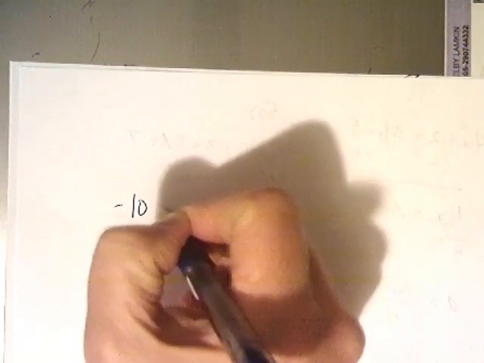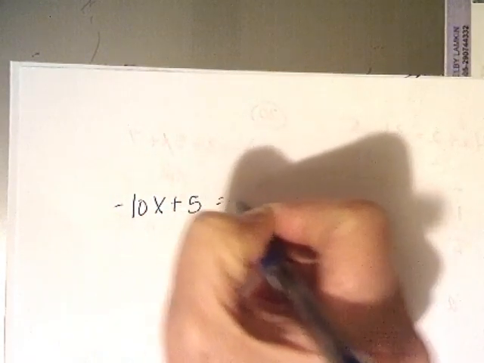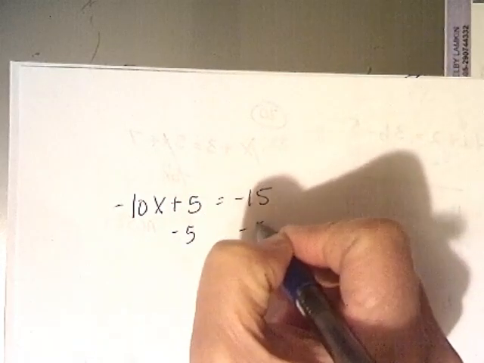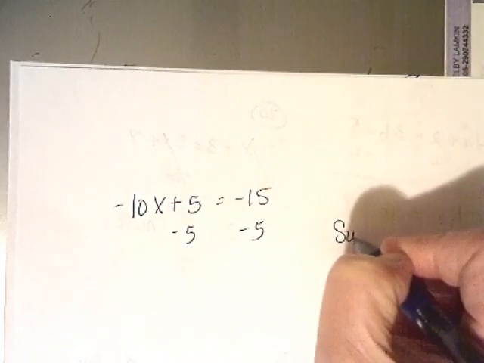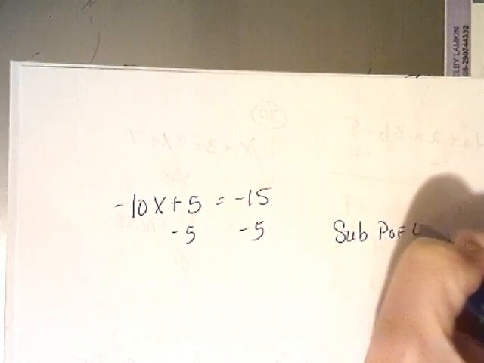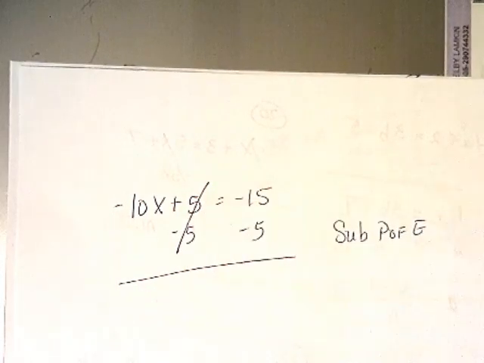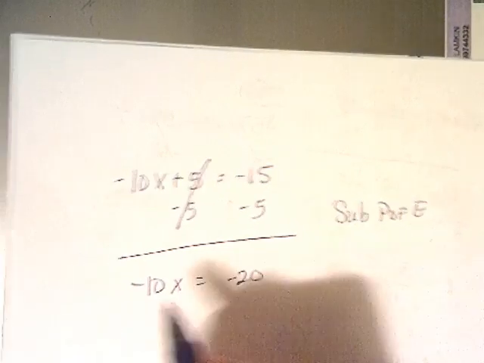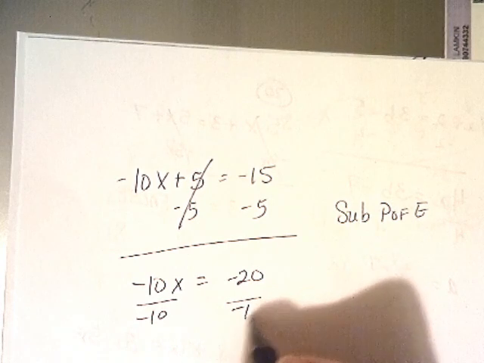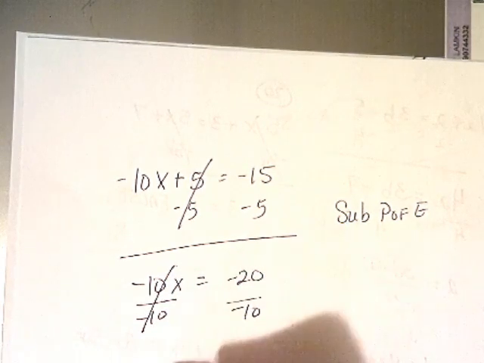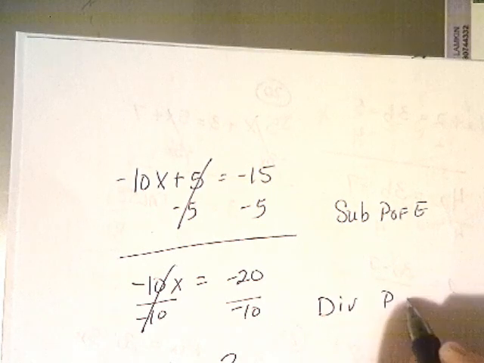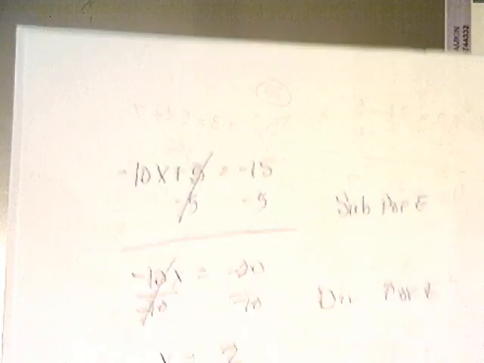24 asks us to solve and justify each step. It says negative 10x plus 5 is negative 15. So we're going to subtract 5 from both sides. This is the subtraction property of equality. So I get negative 10x equals negative 20. I'm going to divide by negative 10. It's going to cancel there. X is 2. That's the division property of equality.